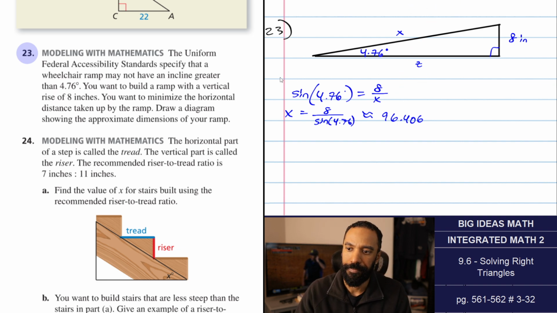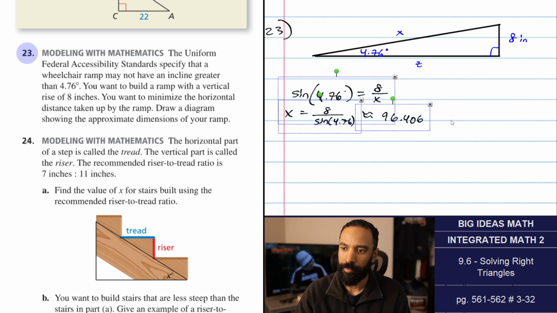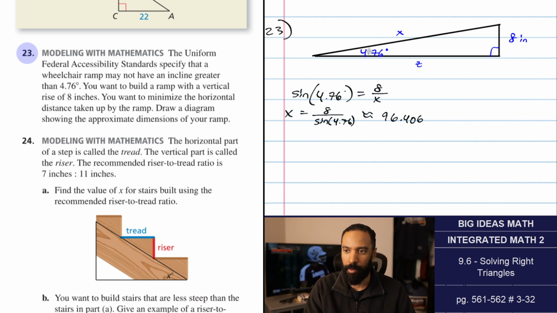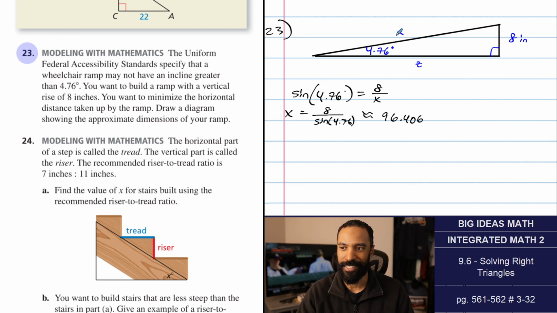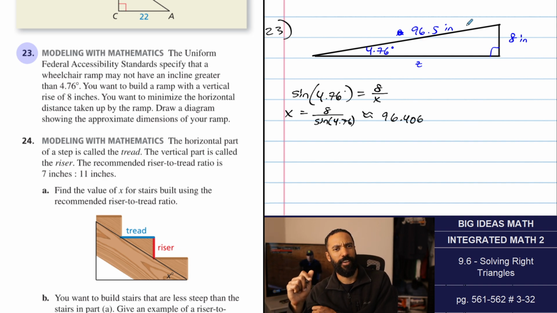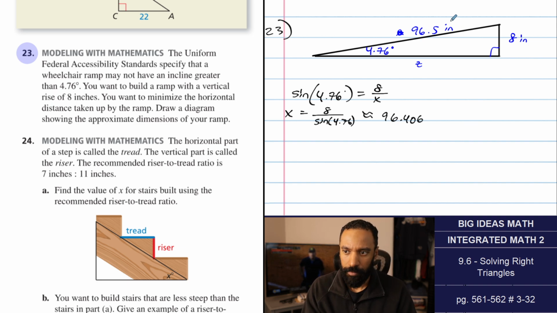But regarding X, it says you want to minimize this thing, but you want to make sure that this degree amount is at most 4.76 degrees. If I made X shorter, like 96.4 instead of 96.5, then that incline would be greater. So I need to make sure that this is at least 96.5 inches. What is that? It's like 8 feet? Around 8 feet of ramp.